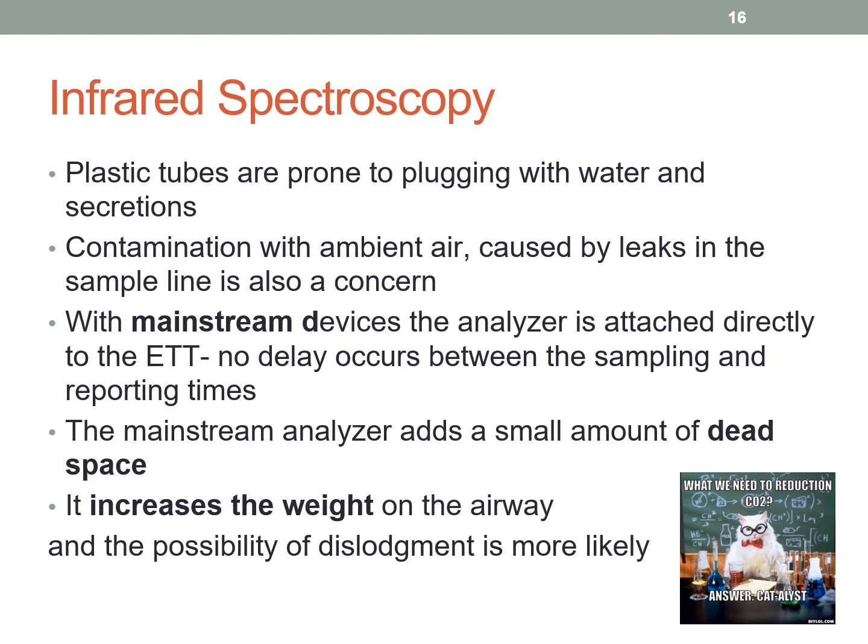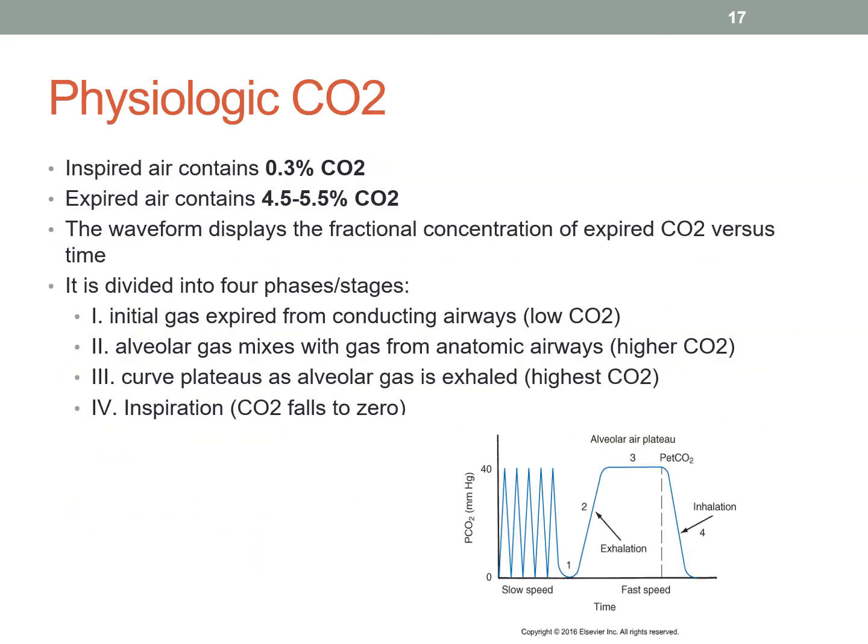The other one has a thinner sample line, so just be aware of what you're working with. All right, so talking about physiologic CO2: our inspired air only contains about 0.3%, and our expired air contains about 4.5 to 5.5% CO2. Hint, hint, that is definitely a question that you will see on the test. Our inspired air hardly contains any, but our expired air has 4.5 to 5%.